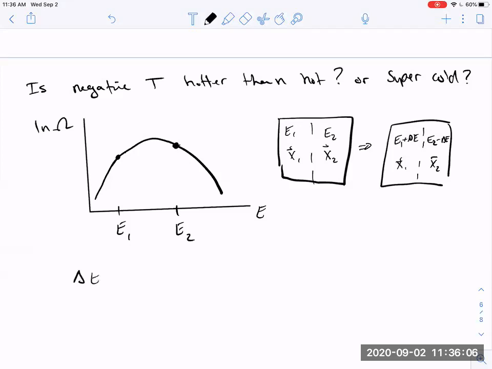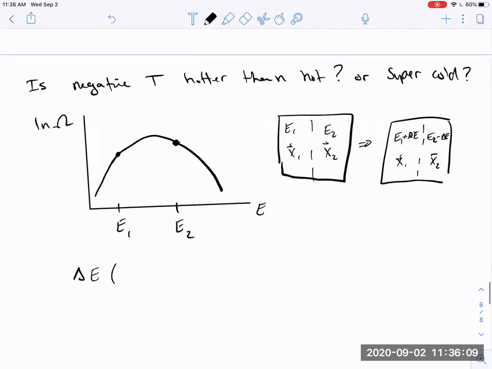So our second law calculation from before said that heat flows in the direction such that 1 over T1 minus 1 over T2 has to be greater than or equal to 0. Well, in this arrangement, T1 was positive. If T2 is negative, what does that mean? It means that delta E must be positive.